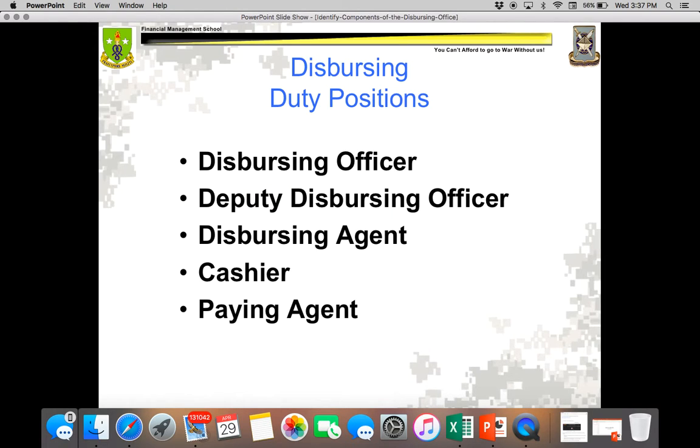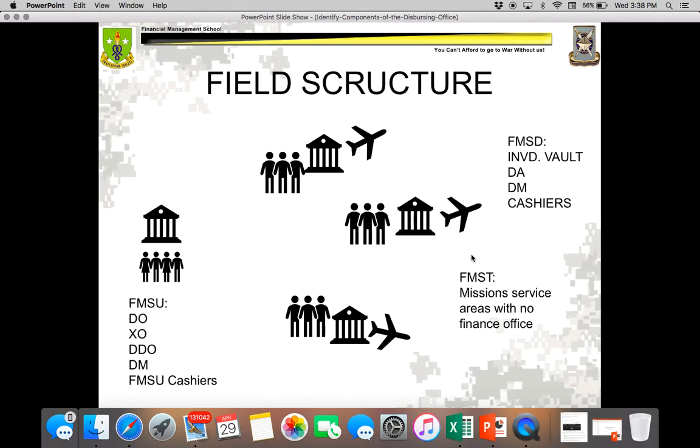Next, we're going to talk about dispersing duty positions. Overseas, you're going to have the dispersing officer, the deputy dispersing officer, the dispersing agent, cashier, and pay agents. The dispersing officer is typically going to be the FMSU commander. The deputy dispersing officer is going to be located at the FMSU, and it's usually going to be a senior first lieutenant or a captain. The dispersing agents are located in all of the sites throughout theater.